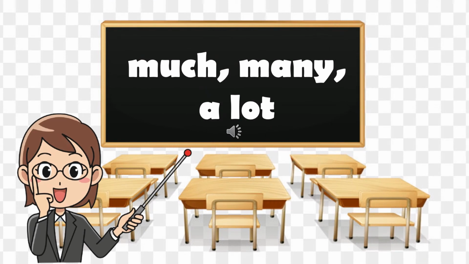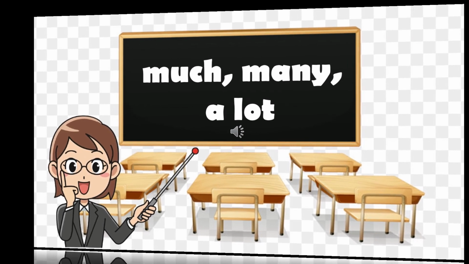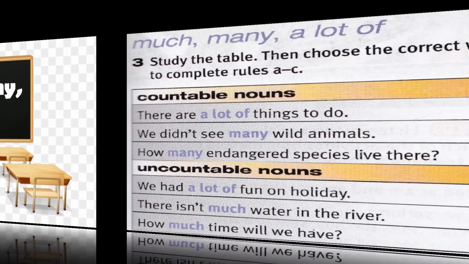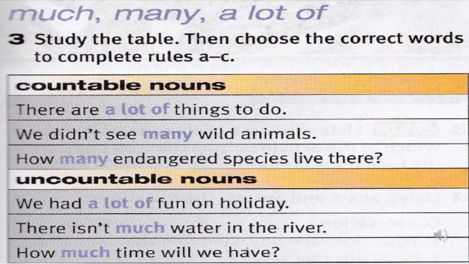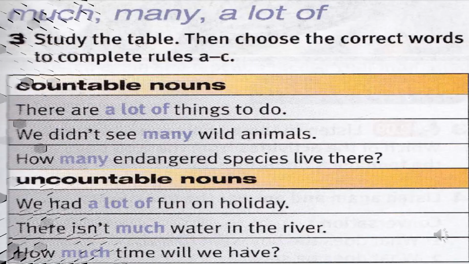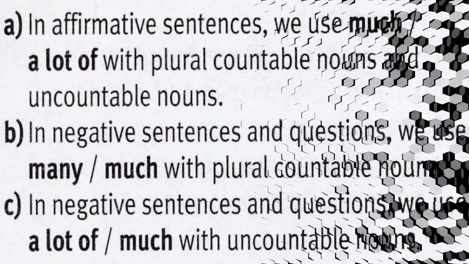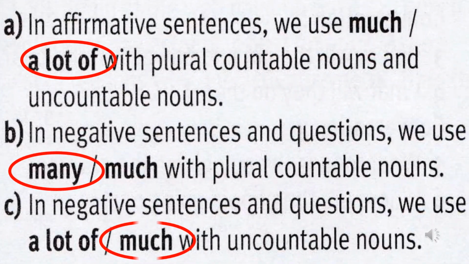Much, many, a lot. Study the table, then choose the correct words to complete rules A to C. First rule, in affirmative sentences, we use a lot of with plural countable nouns and uncountable nouns.